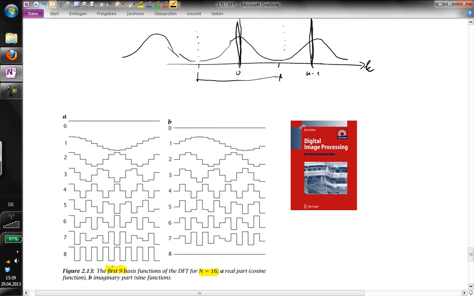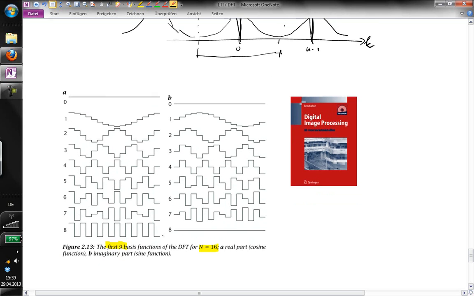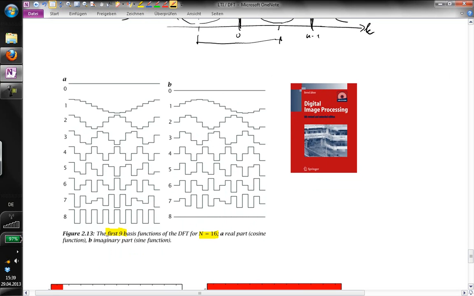So the next ones will actually have the same real part as those above, but the imaginary part, which is shown on the right, will be conjugated.